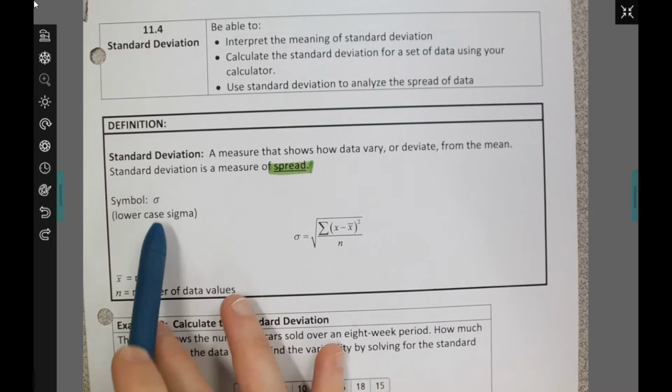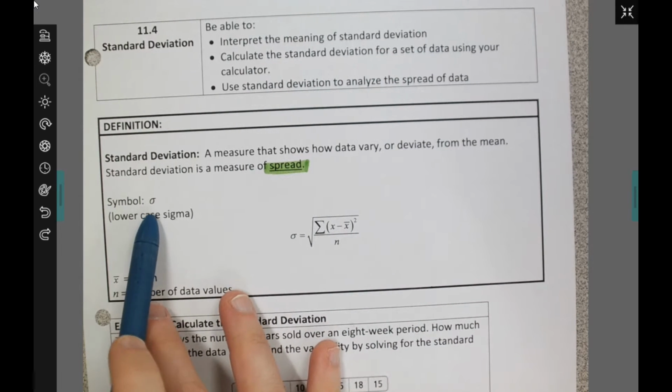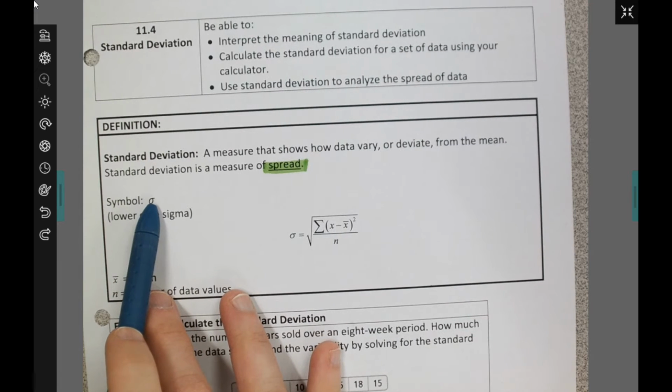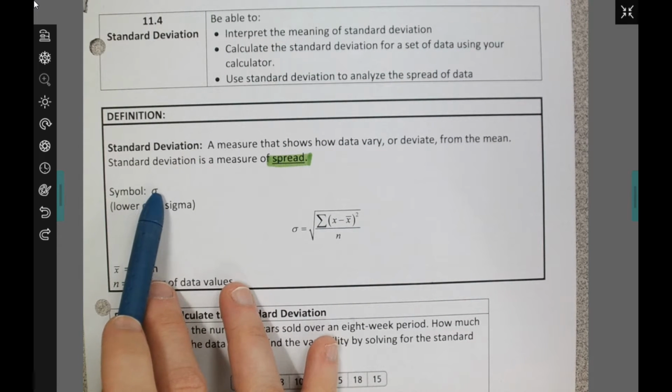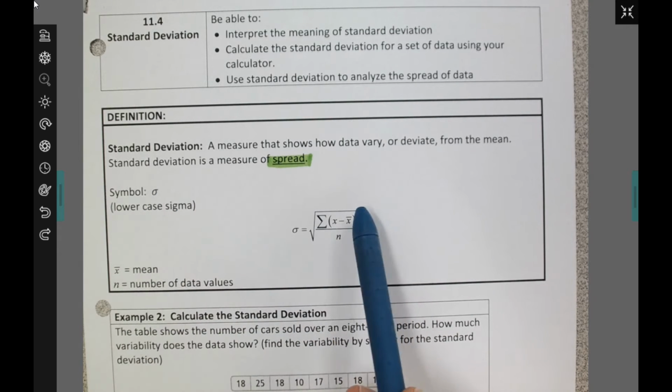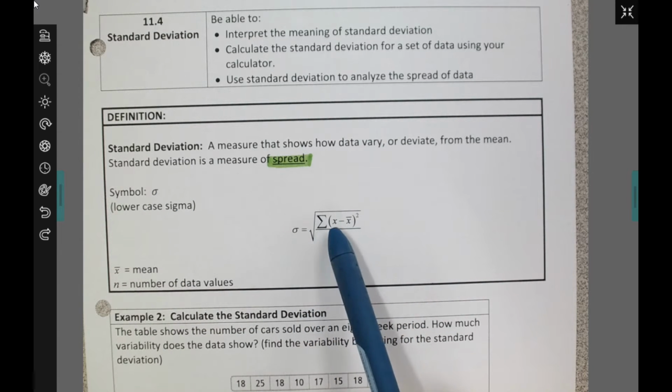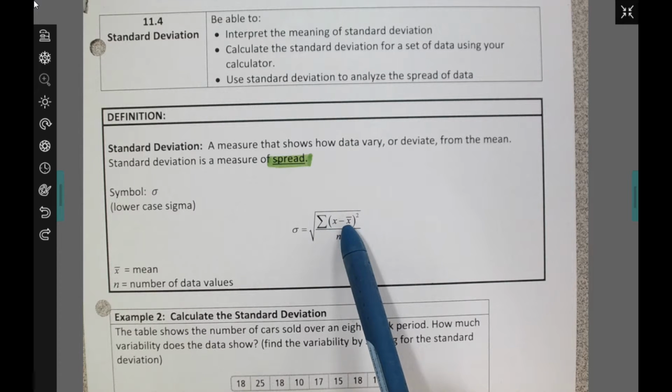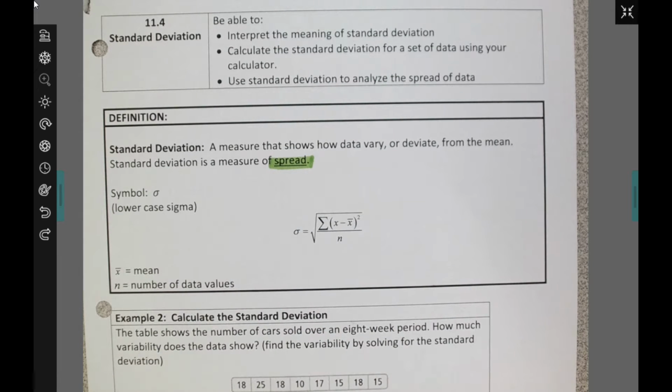The symbol for standard deviation is sigma. So it's actually lowercase sigma. It's like an O or a 0 with a tail on the end. And here is the formula right here for it. So X would be the given value we're working with. X bar is the mean. And then N is the number of data values entered.